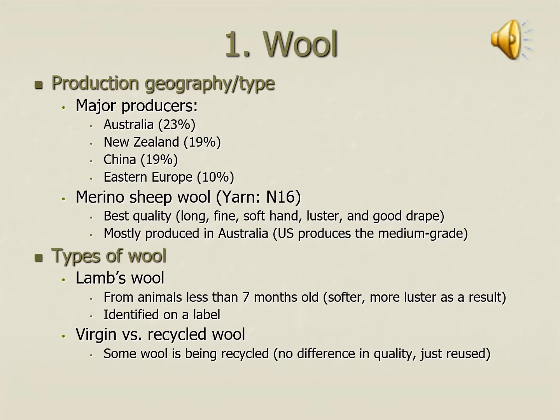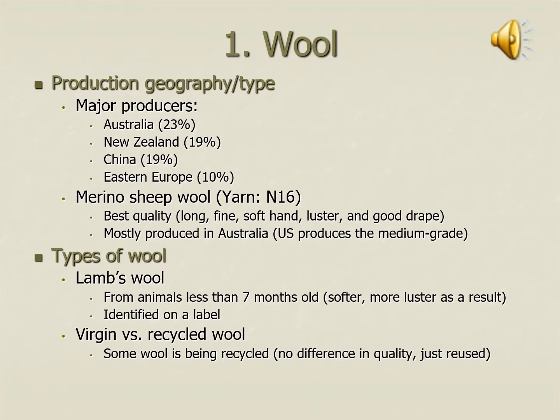And the wool that we're producing here is of a lesser quality. The merino sheep's wool is considered to be some of the best quality wools. It's long, fine, lustrous, and has good drape, but that's mostly produced in Australia. So we don't have the highest quality of wool that we're producing here, primarily because we're on such a small scale. So most of the wool comes from other geographic areas.